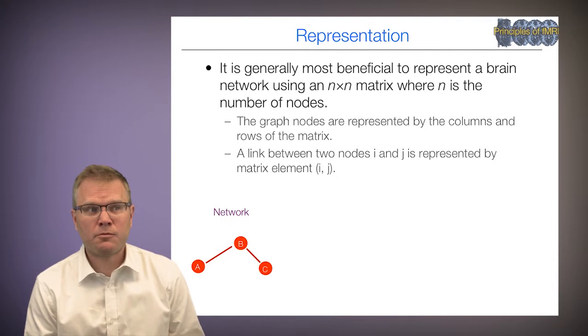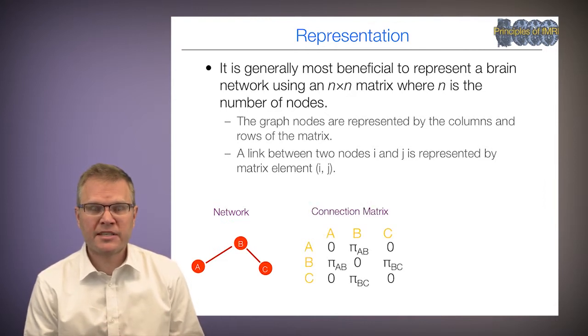Here's an example of a network. So this is a bidirectional network between three different nodes A, B, and C. We can write a connection matrix as a 3 by 3 matrix where pi AB represents the strength of the relationship between A and B. So this will be both in the AB and BA element because it's bidirectional. And pi BC is similarly the link between B and C. Again, because it's bidirectional, we have an element in both the CB and the BC element.